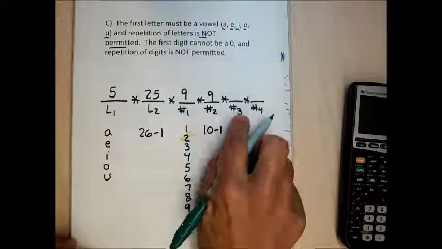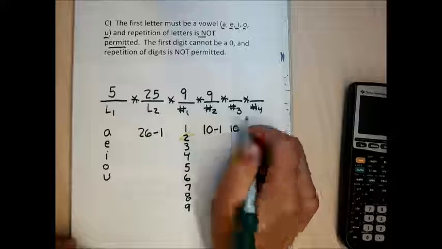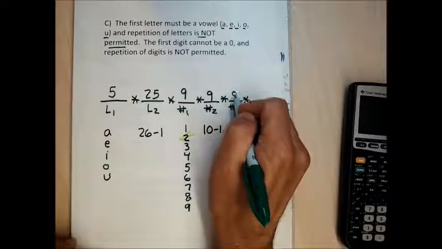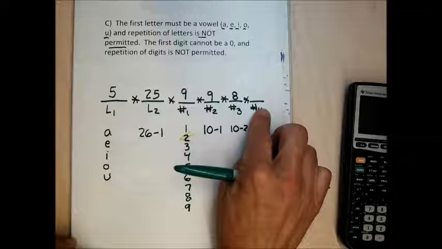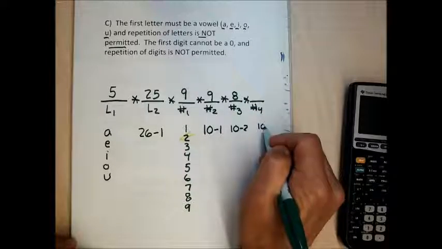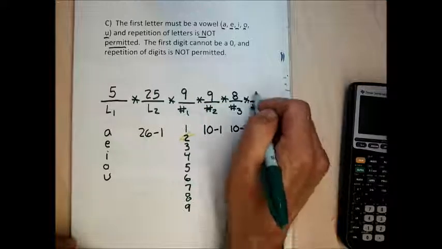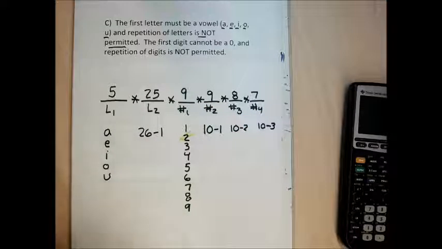For the third digit, there's 10 digits normally, but I have 2 digits placed already, so I'm going to put the 8 choices I have for the third digit. And for the fourth digit, there's 10 digits normally, but I've placed 1, 2, 3 of them. There's only going to be 7 choices for my fourth digit.